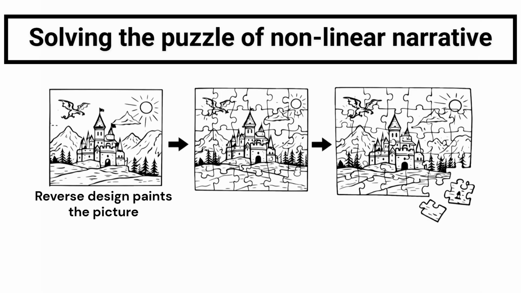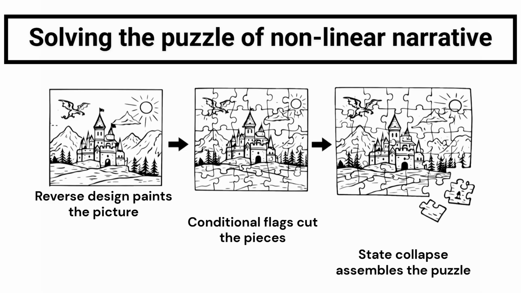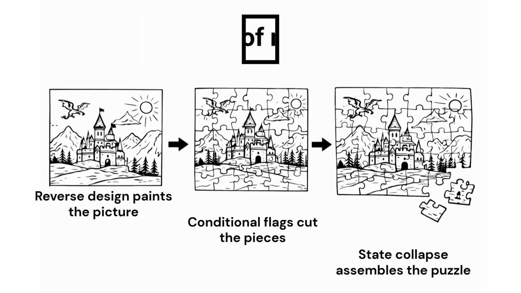Reverse design paints the picture. It defines what the completed story must ultimately express. Conditional flags cut the pieces. They reduce narrative possibility into standardized, trackable sections of state that all operate at similar scales of meaning. State collapse assembles the puzzle. It determines how those pieces finally click together to produce a concrete, usable outcome. Together, these tools turn nonlinear storytelling from an act of hopeful improvisation into a solvable design problem.